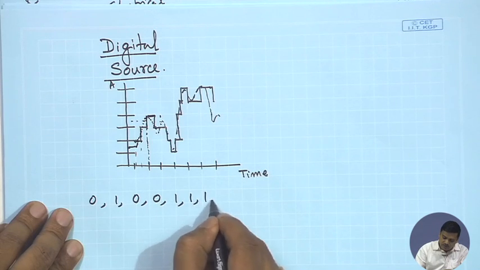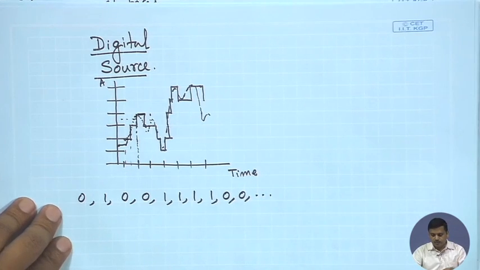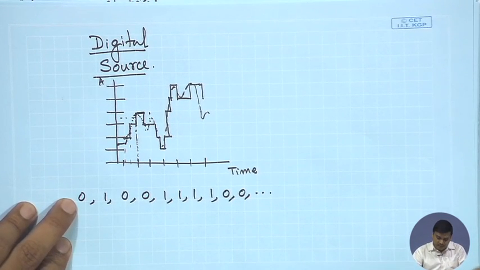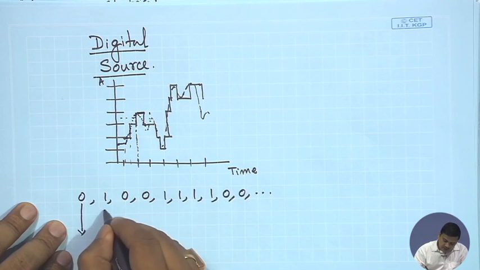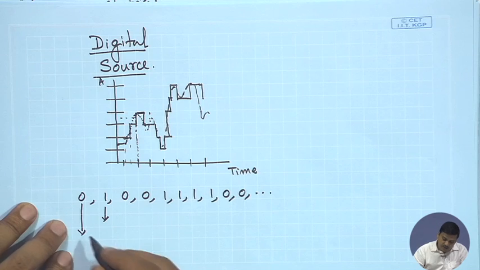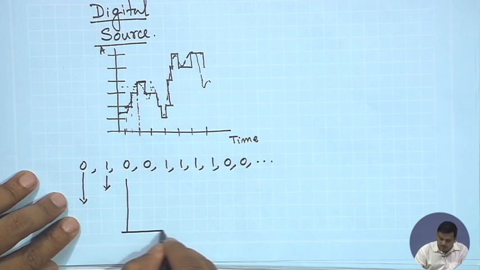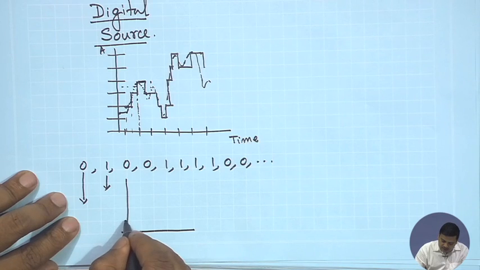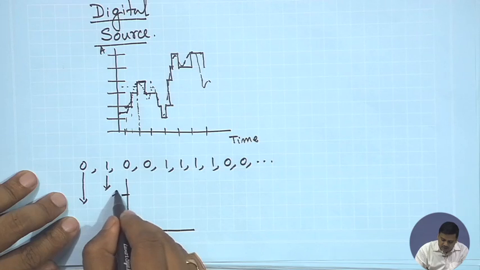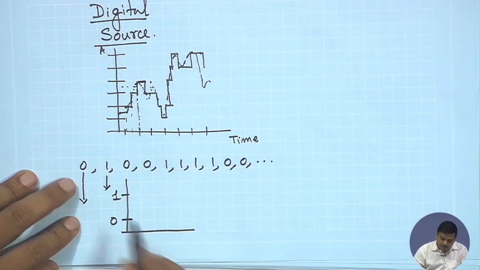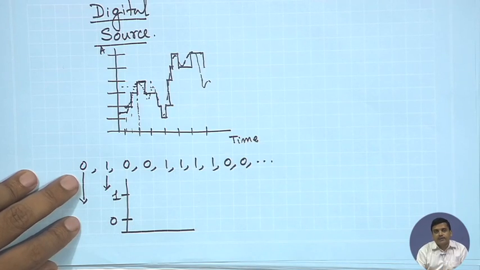Some random sequence of zeros, some random sequence of ones, and so on and so forth. Now once we have this, what we can simply do is read it off as a 0 or a 1, and associate the 0 with one particular amplitude level. Let's say this level indicates a 0, and this indicates a 1. And I would know that I have to send these zeros and ones over a certain finite duration of time.